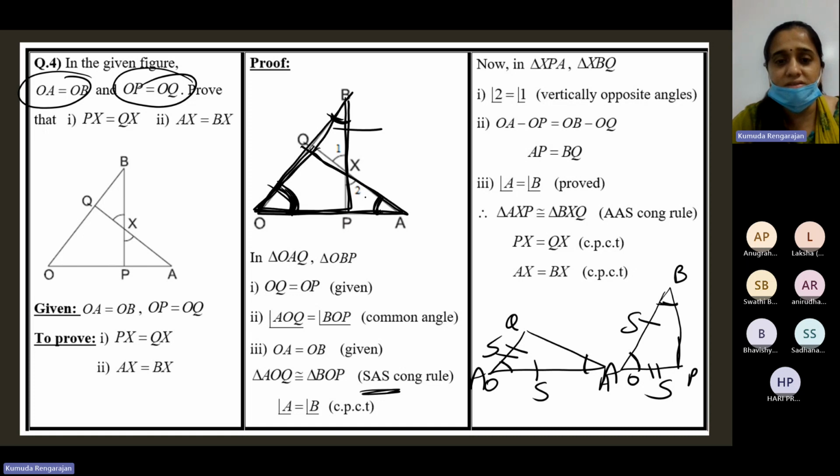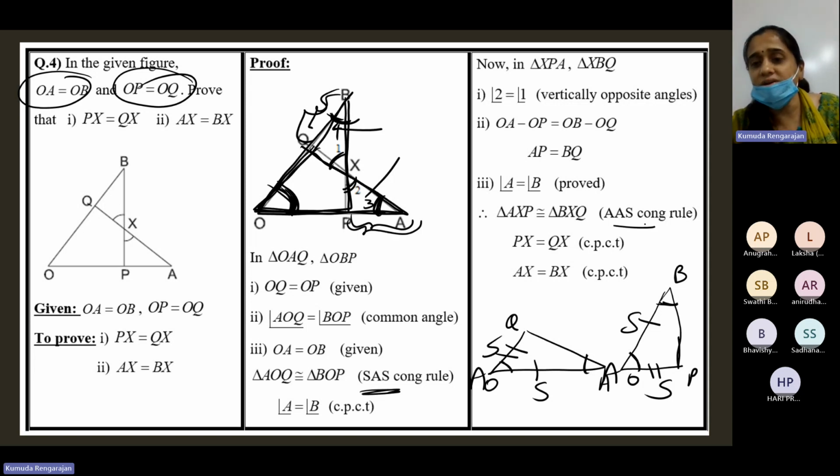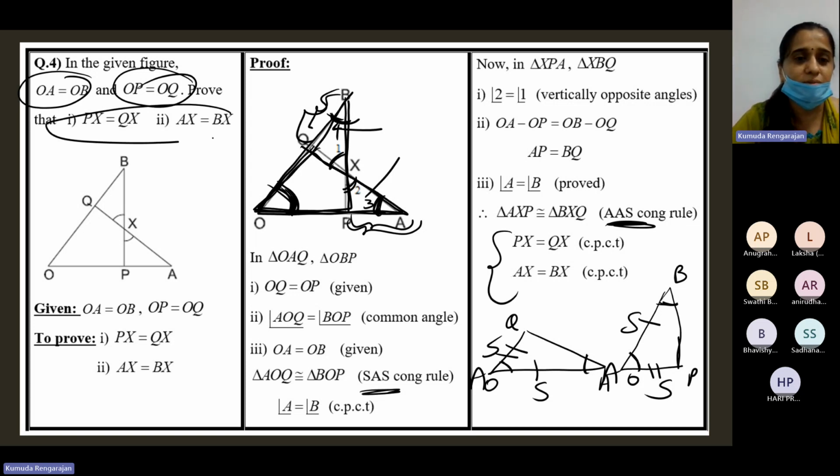Now take up these two triangles. Angle 1 is equal to angle 2. And this angle which we just proved, angle 3 is equal to angle 4, which we just proved. And then this side is equal to this side, by subtracting. So it is two angles and some other side. So by the AAS rule the triangles are congruent. By CPCTC, you will get both these results.